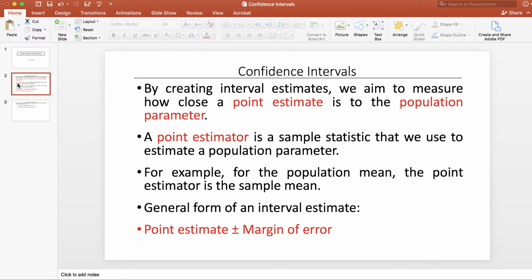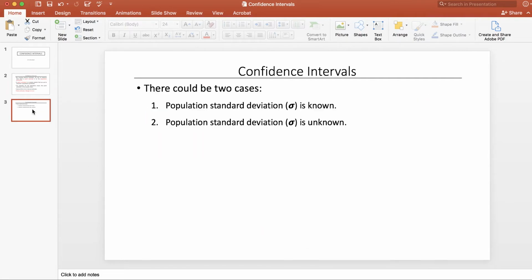For example, if I want to create an interval for the population mean, then my point estimator would be the sample mean. Okay, so if I'm creating this interval on the population proportion, then my point estimator would be the sample proportion. And the general form of an interval estimate is this red part at the bottom. So we will have the point estimate, and we are going to add and subtract a margin of error from this point estimate to get our confidence interval.